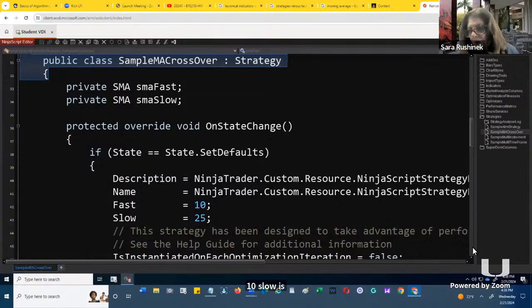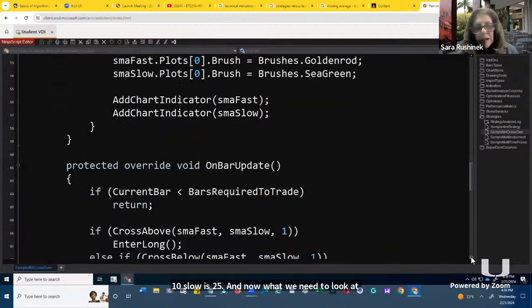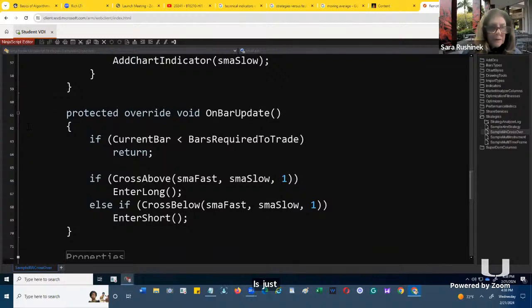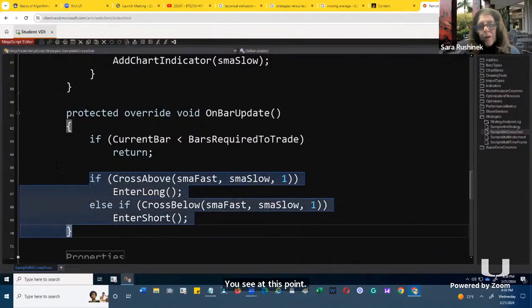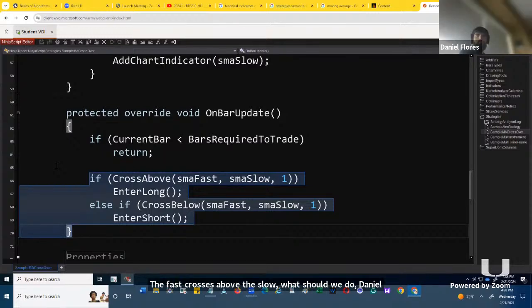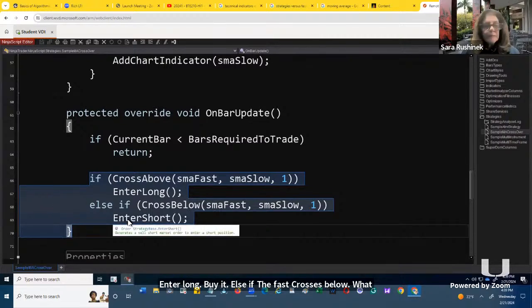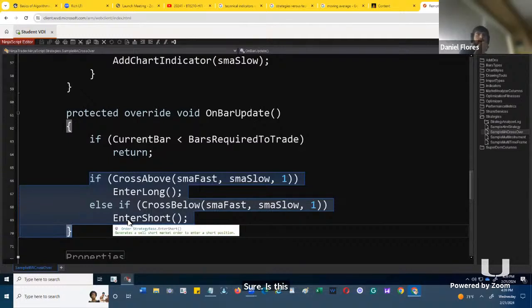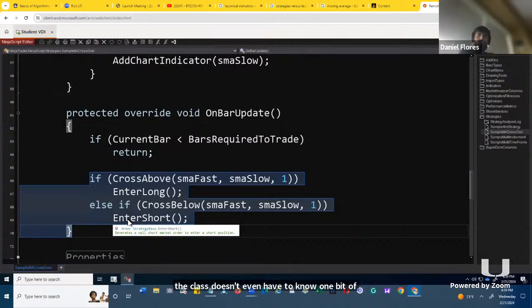And now what we need to look at is right here, the rules. You see this, Daniel? If the fast crosses above the slow, what should the computer do? Enter long. Buy it. Else if the fast crosses below, this is the logic, what should we do? Enter short. Yeah, okay. But everyone in the class doesn't even have to know one bit of programming, right? They can read this and kind of make sense out of it.